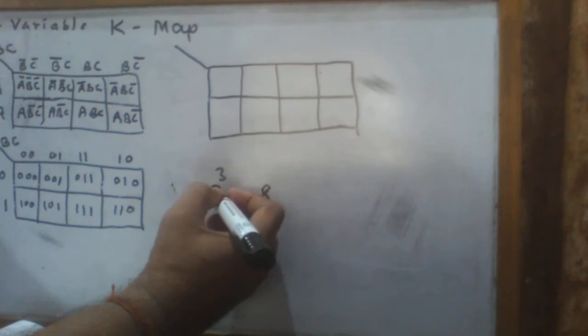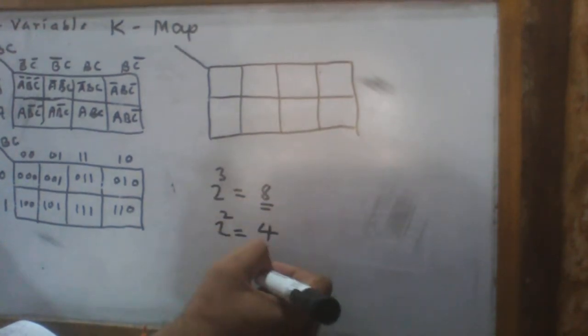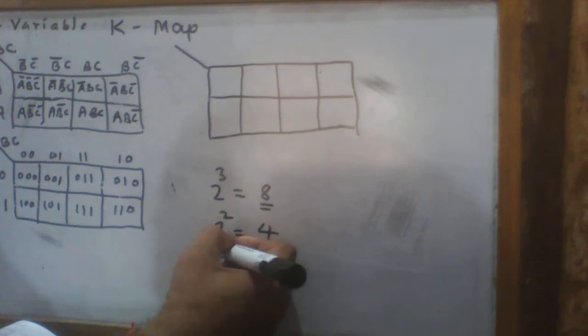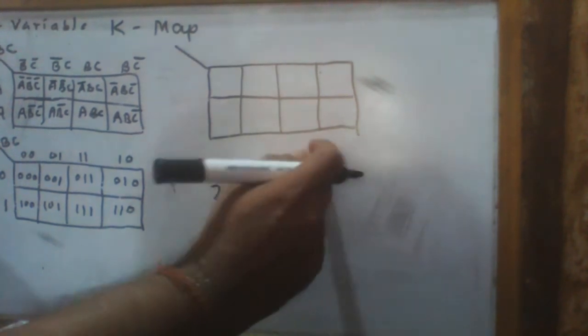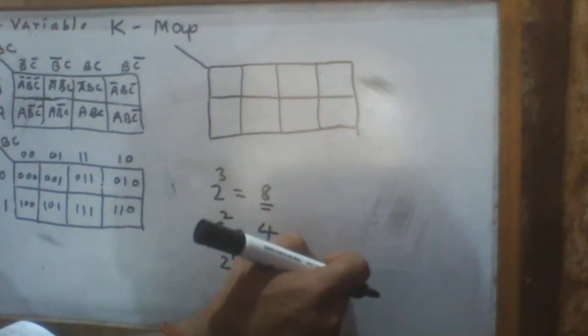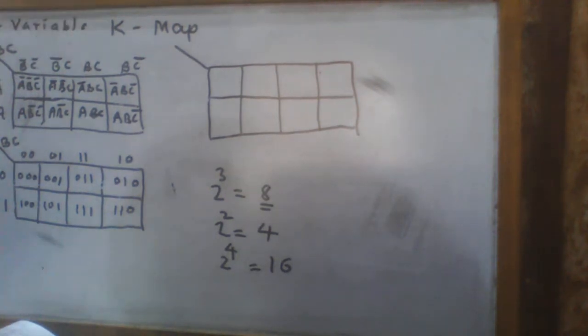Okay. If two variables are there, 2 raised to 2, then it will be 4. If 4 variables are there, then total number of cells will be 16. That is 4 horizontal, 4 vertical. That is total 16 cells will be there. We'll discuss that later on.